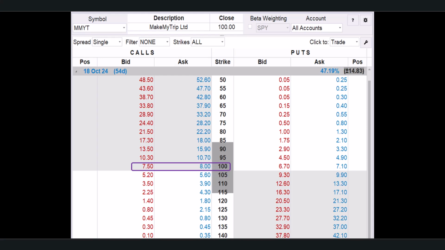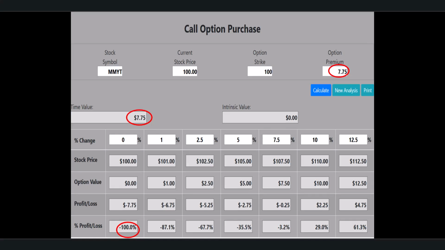The bid-ask spread for the 100 call is 7.50 to 8 even. We try to enter at the midpoint, so we'll use 7.75 as the buy price. Our call option calculator shows the profit potential for this call based on MMYT price changes at option expiration from flat to a 12.5% increase in price.